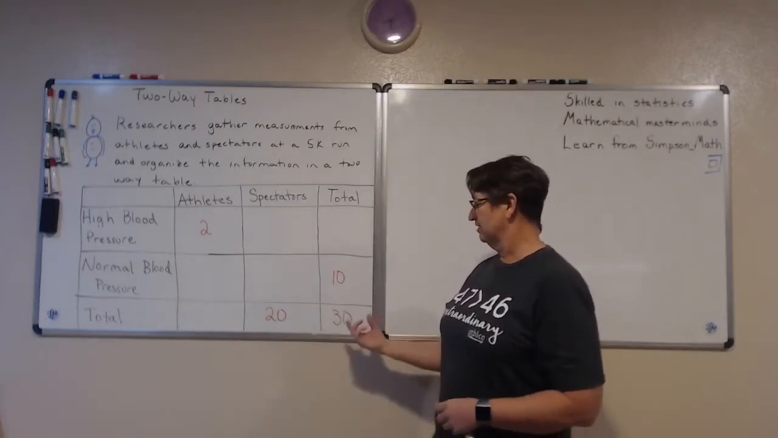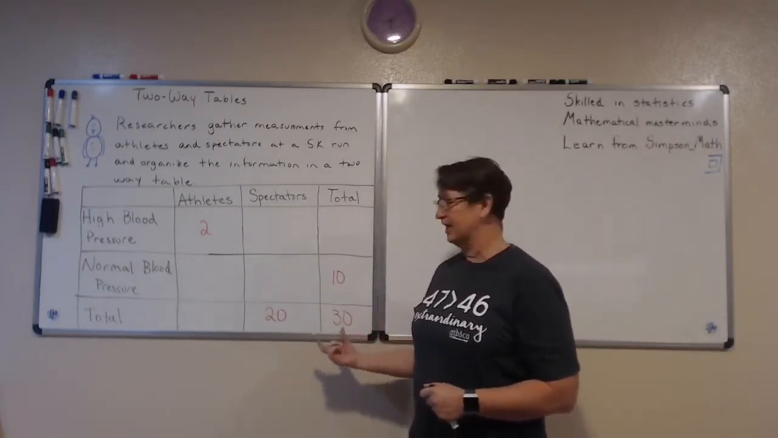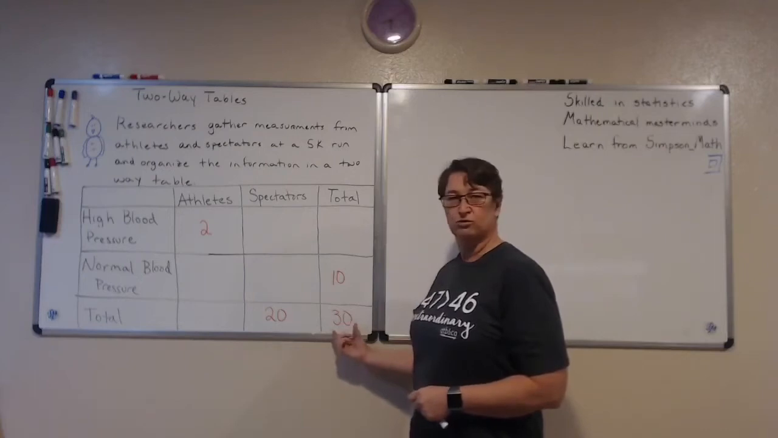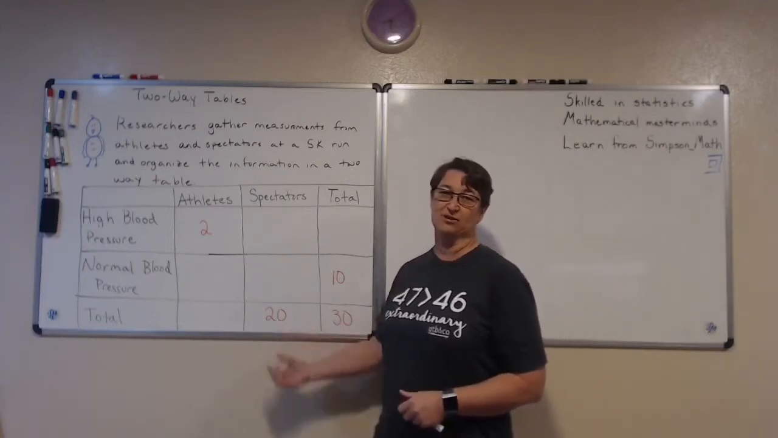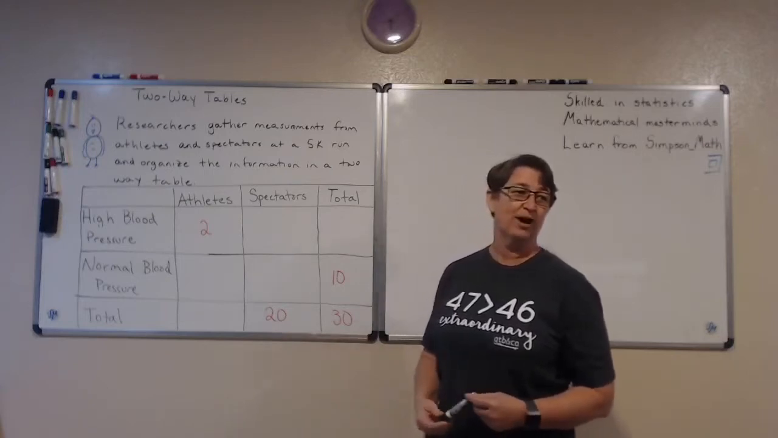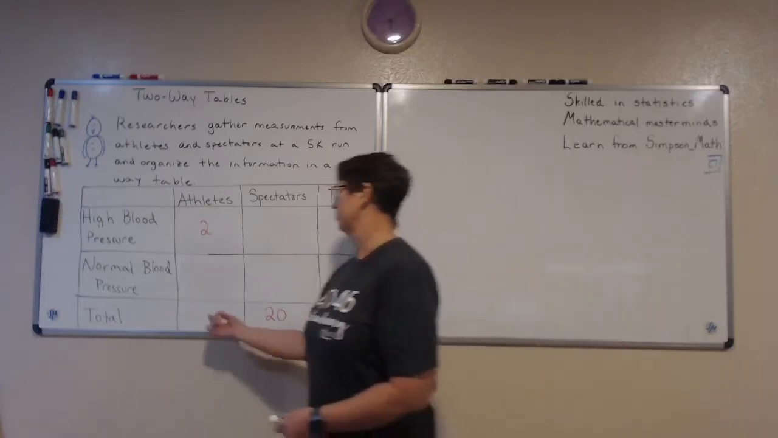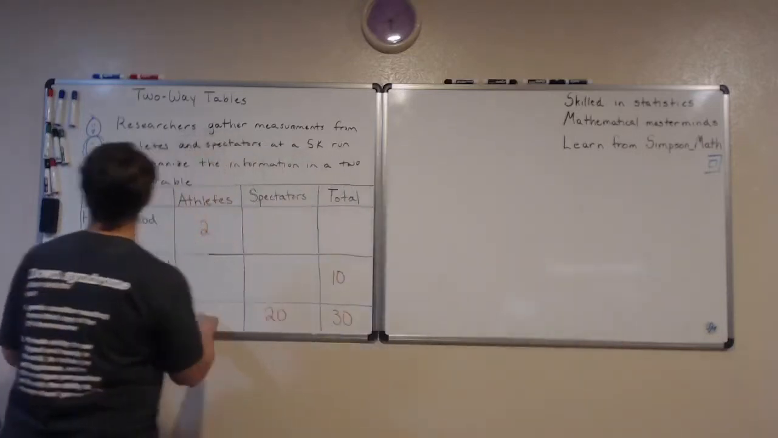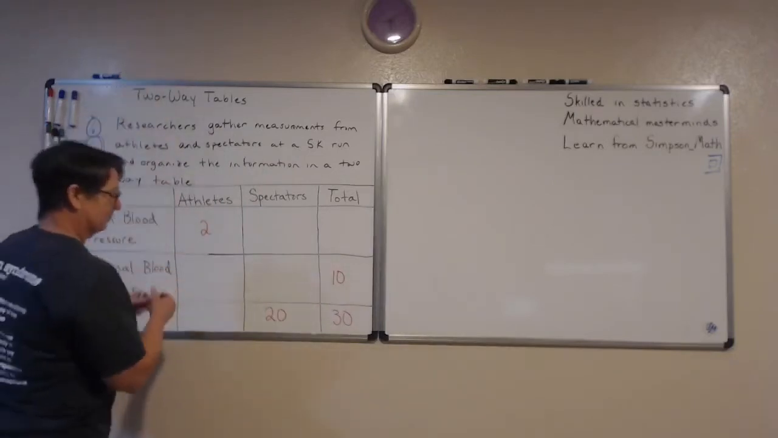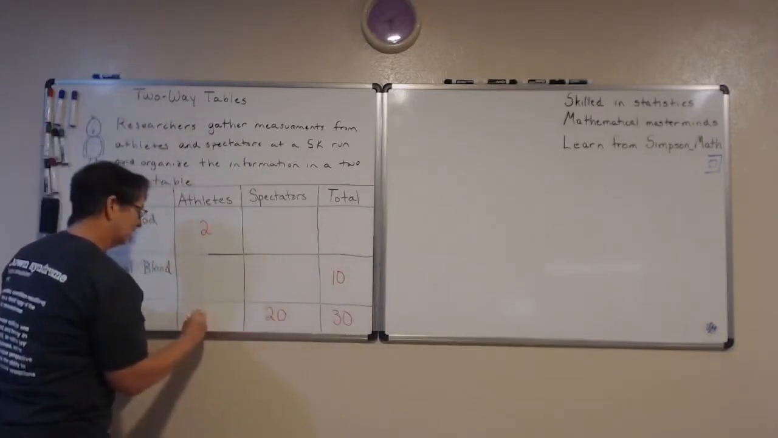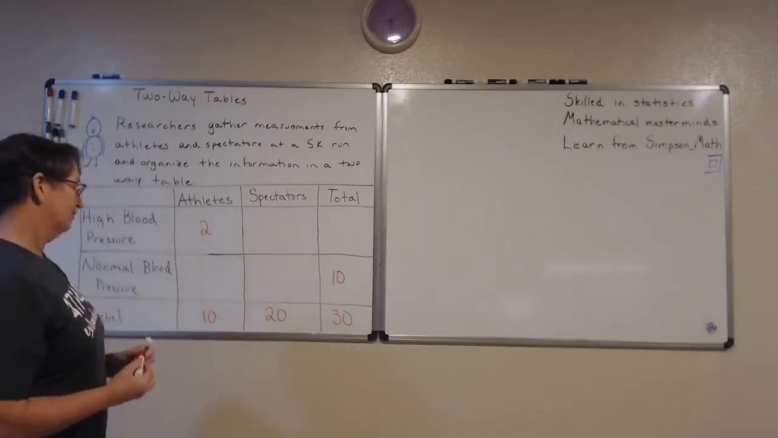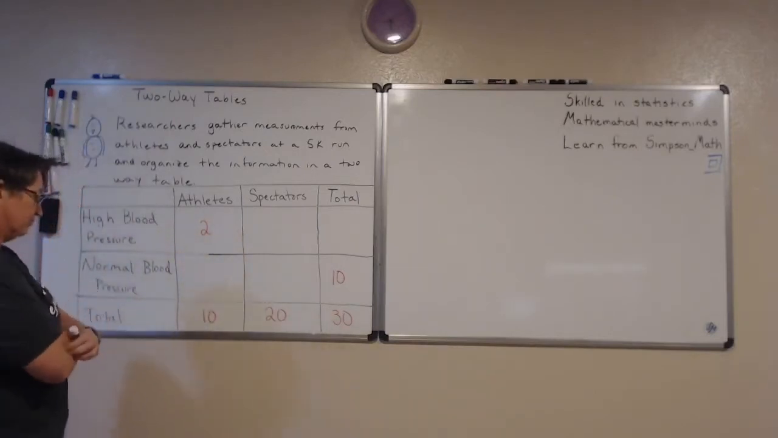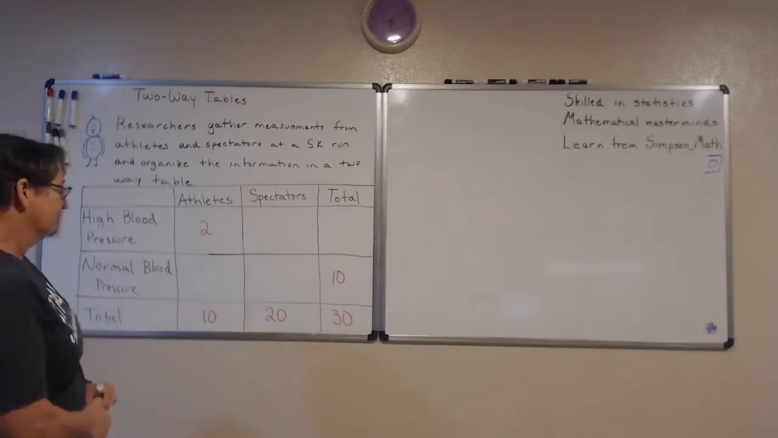This is the total number of people that came, 30 people total. And we know that 20 of those people were spectators. So just 20 of them were wandering around. Good, Amani. So we know this one's going to be 10, because 30 minus the 20 gives me the 10. So there were 10 athletes there. Great. What else do we know? We can fill in some other stuff.